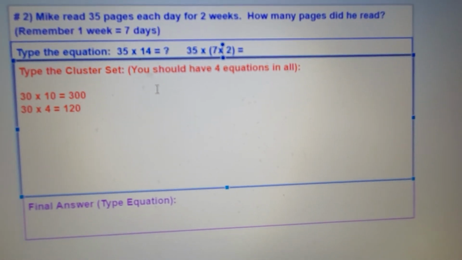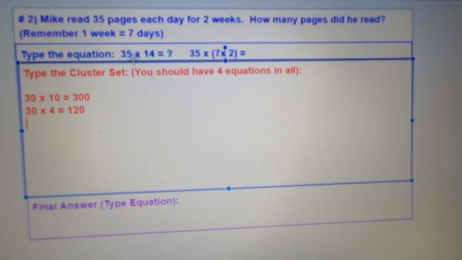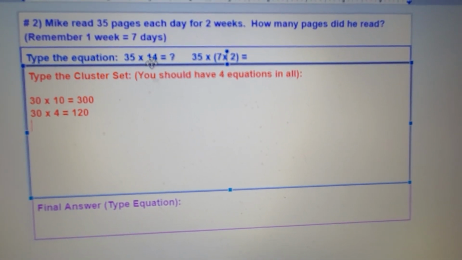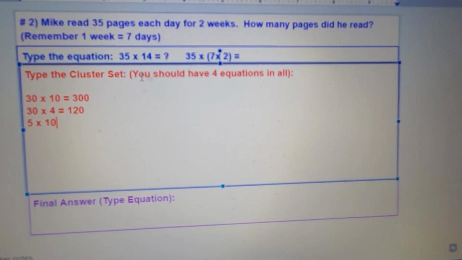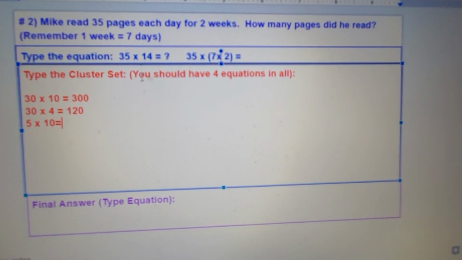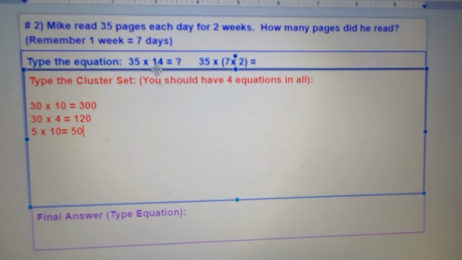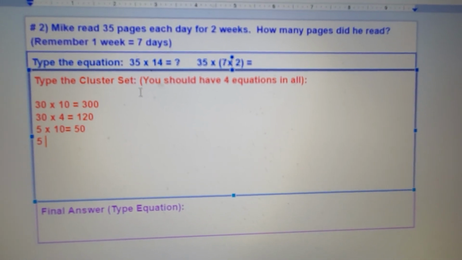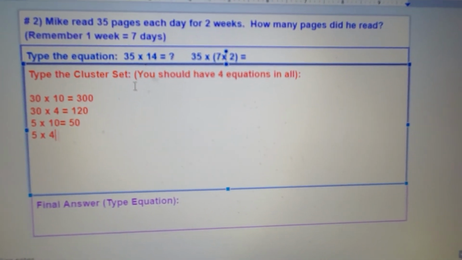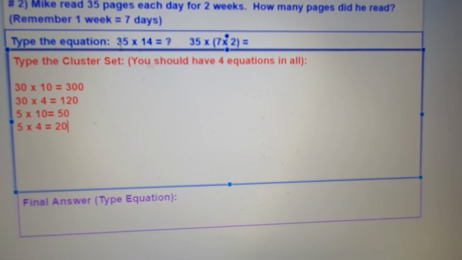Now I have to do another set, but this time I'm going to multiply this one, the 5, times this 10. So that's 5 times 10. How do I know it's 10? Because there's a 1 in the tens place. Well, that's 50. And then the last step, you multiply the 1s, 5 times 4. And most of the equations are pretty easy because they have zeros in them. But you have to know which to multiply.